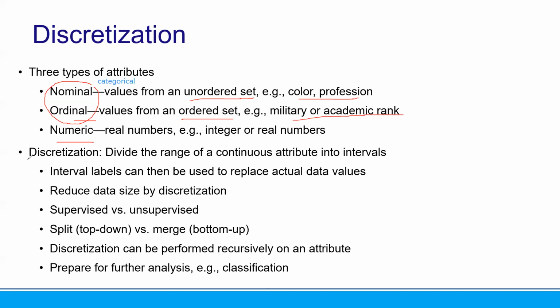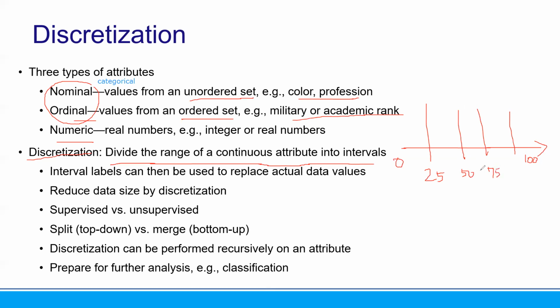If we deal with discretization, it means we want to divide the range of a continuous attribute into intervals. For example, if we have a continuous attribute from 0 until 100, we can discretize it into 1, 2, 3, 4, and then select the limits: maybe this one until 25, this until 50, and this until 75.